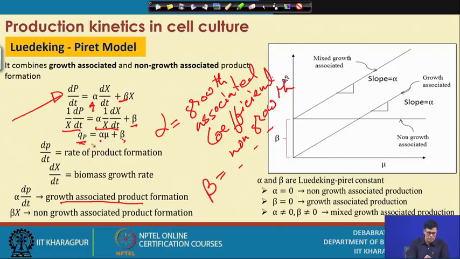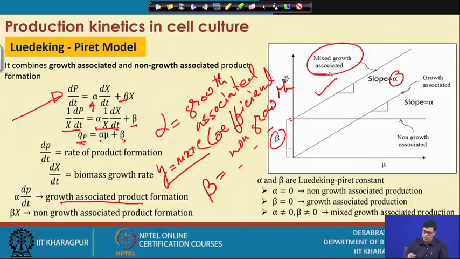So, this is something like y equal to mx plus c. Am I right? It is a straight line equation. So, what we have seen is that in this plot, the intercept is the beta value, and the slope is the alpha value. When in the growth model we have both alpha and beta values, then we call it a mixed growth associated product. Now, in case beta value equal to 0, Am I right? This is passing through the origin. Then we consider this as a growth associated product.